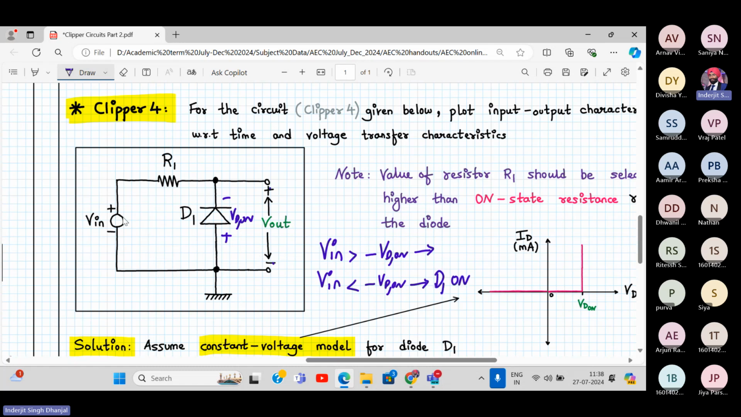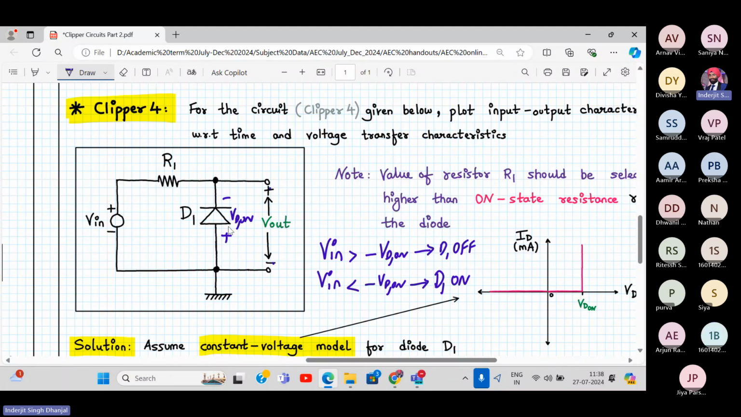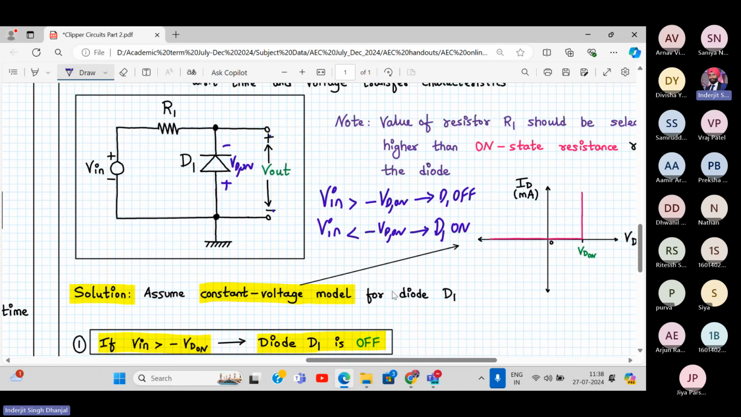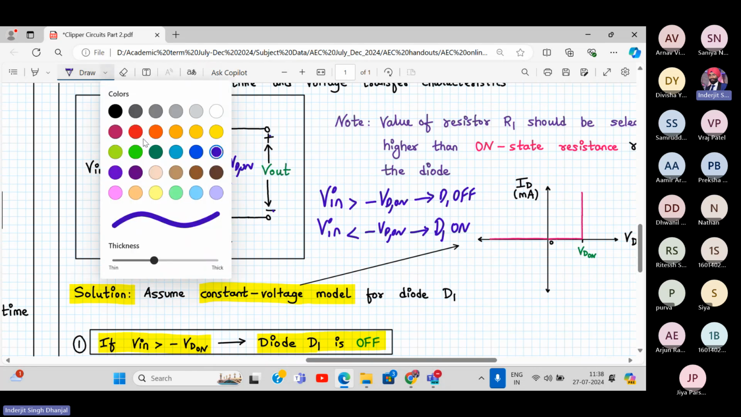See what I'll explain. In the positive half cycle, it won't turn on. The first case, the diode is off only. No question of it being on. In the negative half cycle, this voltage should be less than 0.7 volt for it to turn on. Similarly, in the positive half cycle it should be greater than 0.7 volt, and in the negative half cycle it should be less than minus 0.7 volts. Then only the diode will turn on. If you understand this, the next 3 clipper circuit analyses become very simple. We can finish them within 5 minutes.